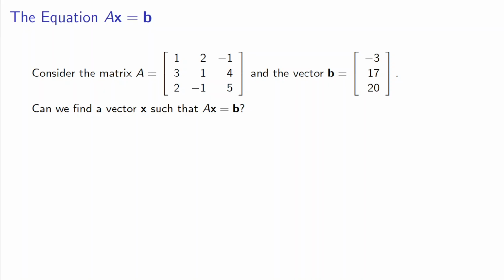We saw how we can define matrix vector multiplication. Here we're going to consider that idea of matrix vector multiplication and look at an equation that includes some matrix vector multiplication, specifically an equation of the form AX equals B, where A is a matrix and X and B are appropriately sized vectors. So we'll start with an example.